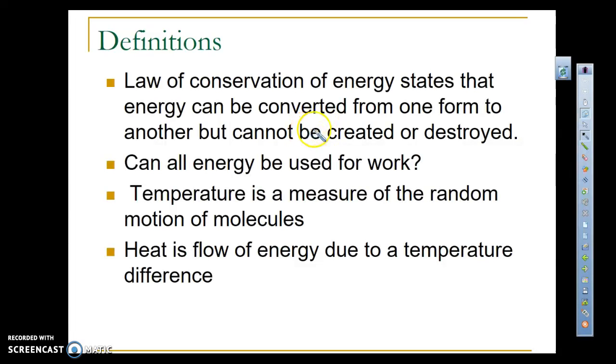So, some definitions that you should be familiar with: conservation of energy. We can convert from one form to another, but we can't create or destroy it. So unless you're doing like nuclear work, E equals mc squared, it's not going to be converted from mass to energy. But we could take something that has a lot of potential energy, like fossil fuels, and convert it to heat, do some work, and then the rest of it gets converted to heat.